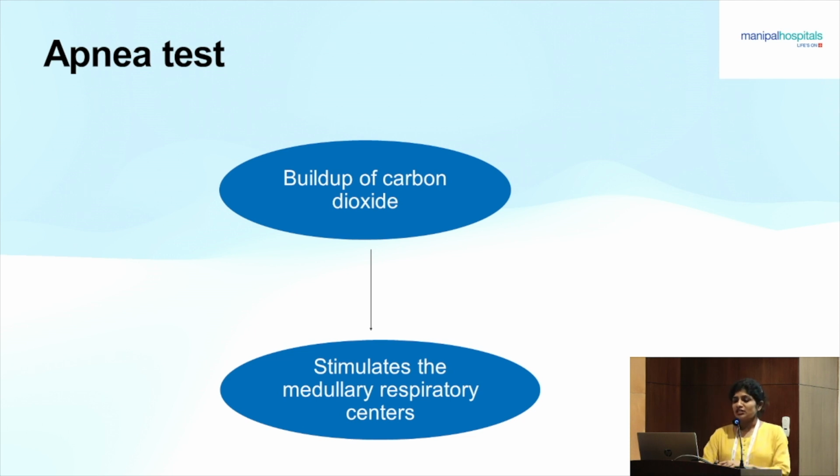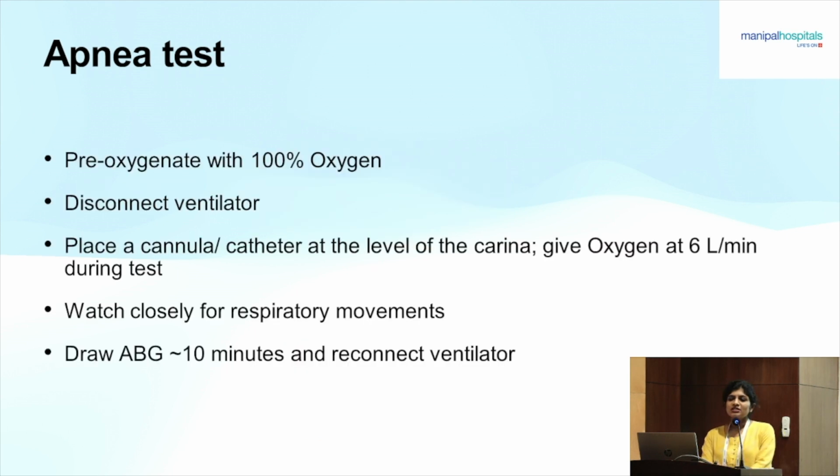The basic concept of the apnea test is that you build up the carbon dioxide, try to stimulate the respiratory center, and look for any respiratory movement. If there's no respiratory movement, then we call it apnea test positive. How we do it: we pre-oxygenate with 100% oxygen for about 10 minutes. Then we disconnect the ventilator. You should have a baseline ABG first with normal PCO2 levels. Then you place a catheter at the level of the carina, and oxygen can be given at a rate of 6 liters per minute. Then you wait and look for any respiratory movement.